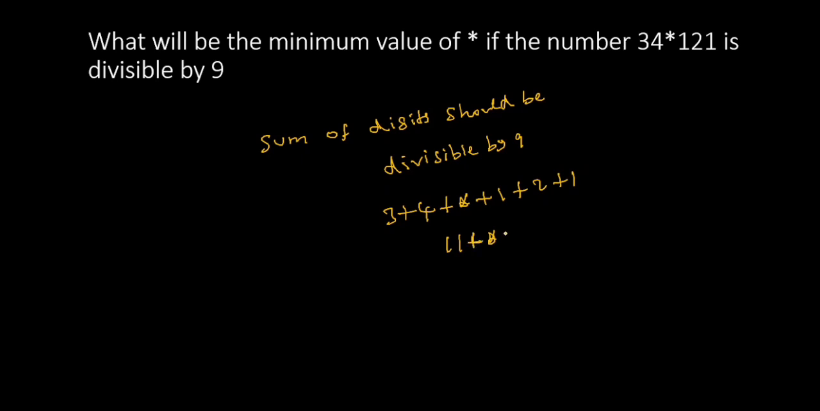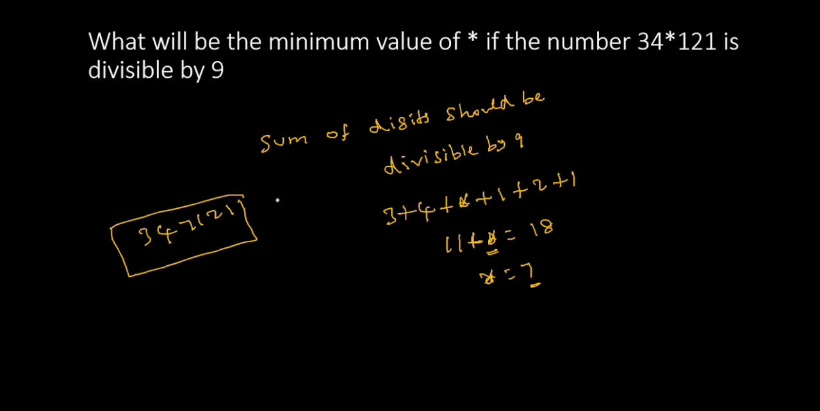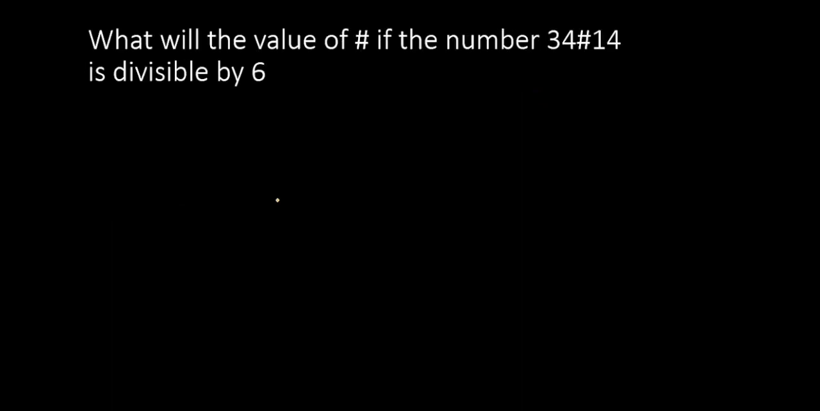Now what has the question given? The summation should be divisible by 9. So when I add 7 to the 11, it will become 18. So star value is equal to 7. Because they are asking for the minimum number, you can add only 7 to make this number divisible by 9 here. So 3, 4, star is 7, 1, 2, 1. So 347121 is the number here. I will go for the next one.